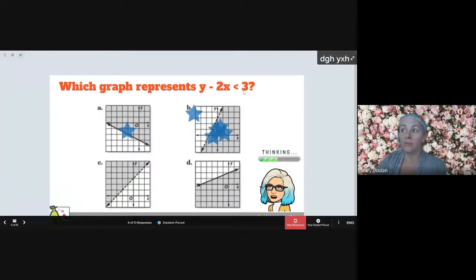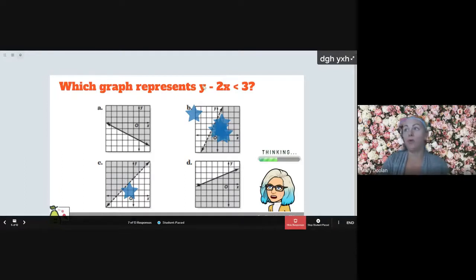The less than symbol means I have a dashed line. B and C both have dashed lines. So the difference here is the slope. One's slightly steeper than the other, and the shading. So C is shaded above the line, and B is shaded below the line.